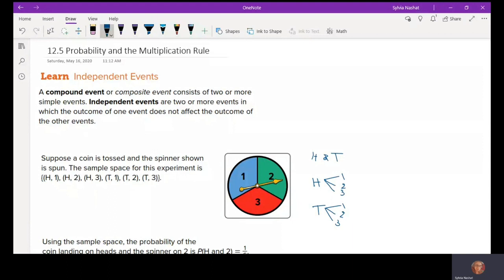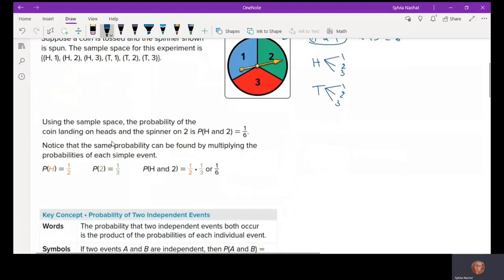And remember, in the counting principle, the number of all possible outcomes in this sample space is the number of possible outcomes in the first event, which is 2, multiplied by the number of possible outcomes in the spinner, which is 3. So 2 times 3 equals 6. As you see here, these are the sample spaces.